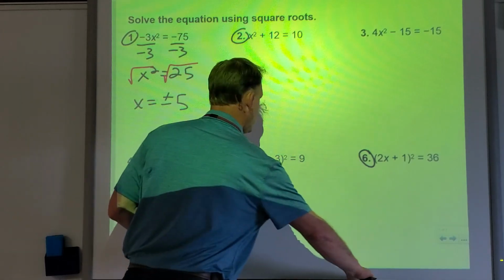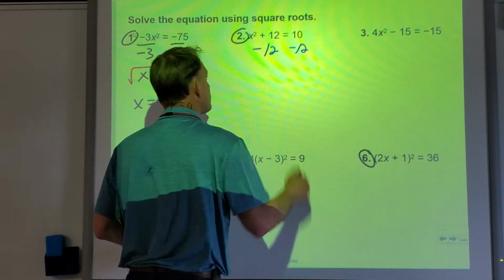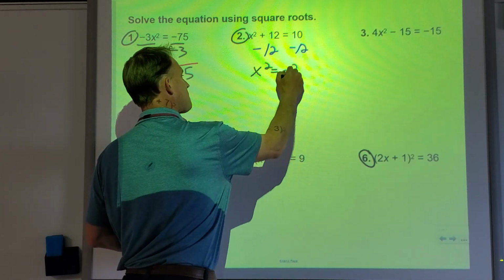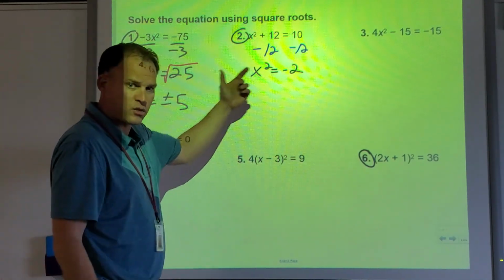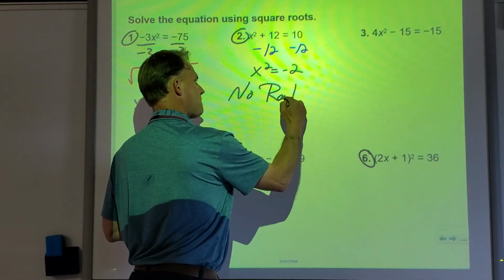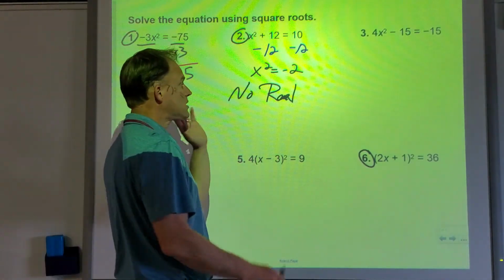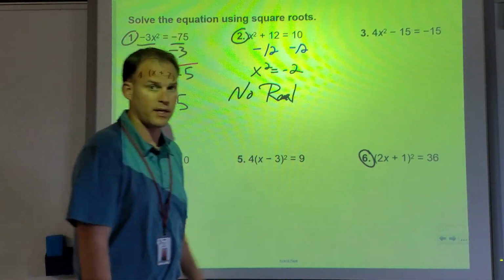Number 2. Now I have x squared equal to a negative. No real solutions. Okay? Get that stuff, get it to x squared before you make that judgment.